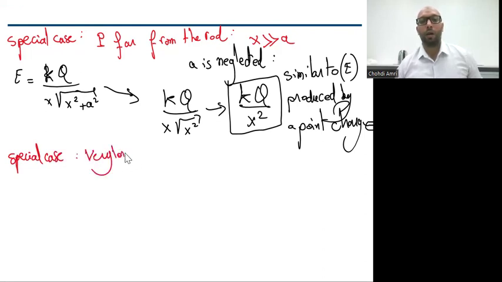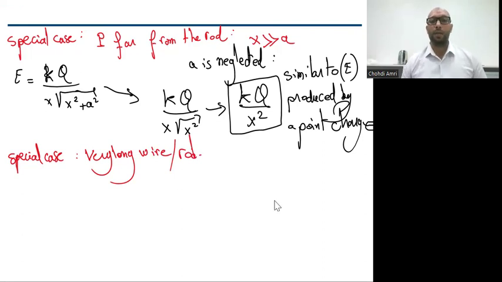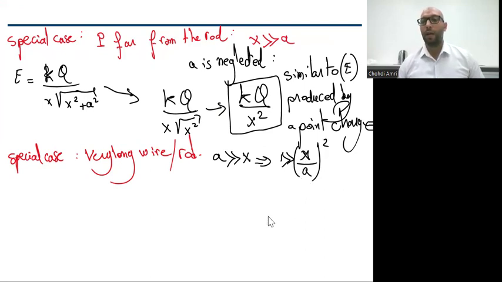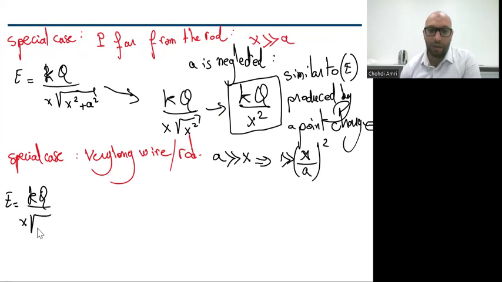Special case 2: very long rod or wire. If we have a very long wire, in this case, what is the approximation? a is very big compared to x. That means x over a is very small. That means x squared over a squared is very small compared to 1, and it can be neglected.